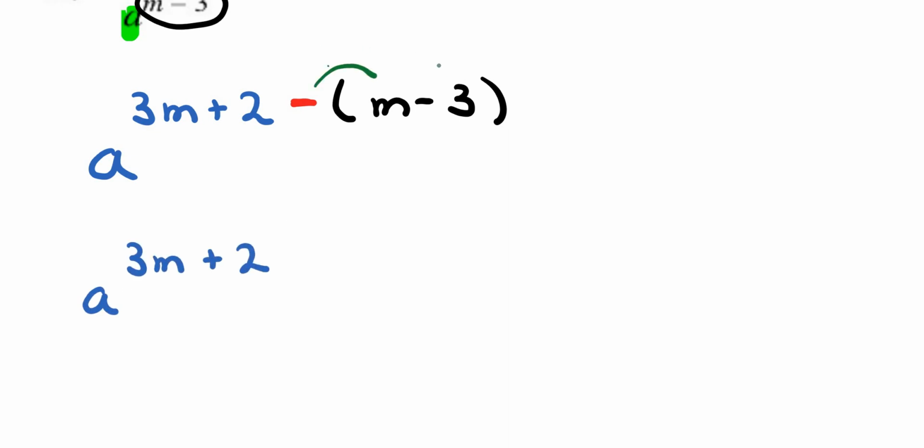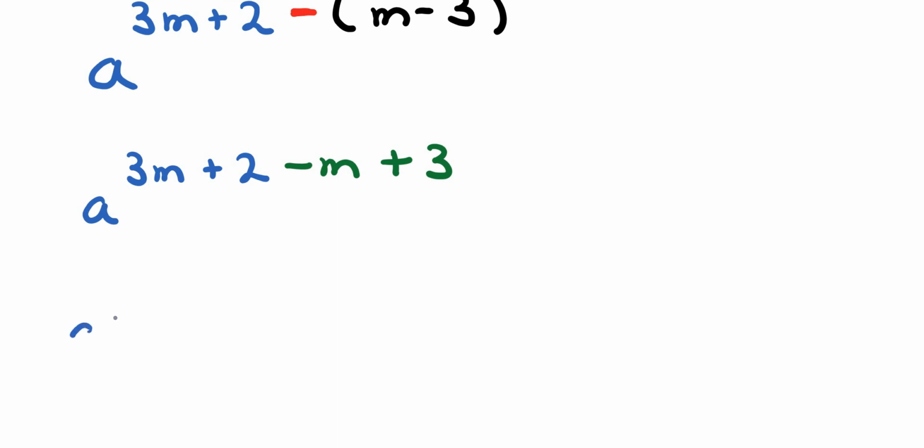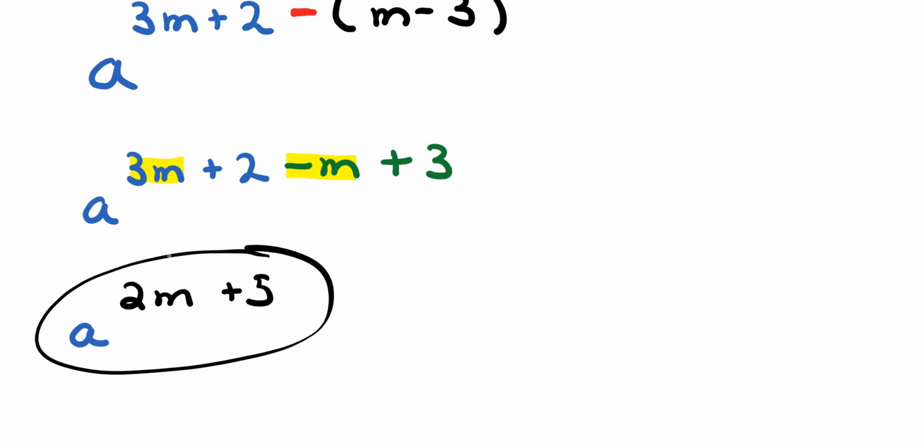Okay, and now we have some rules from polynomial expressions here. We just distribute the minus sign, which will be negative m plus 3, right? And now we have a little bit more work to do here. So I have 3m minus m, which is 2m, and then plus 5. So a to the power of 2m plus 5.